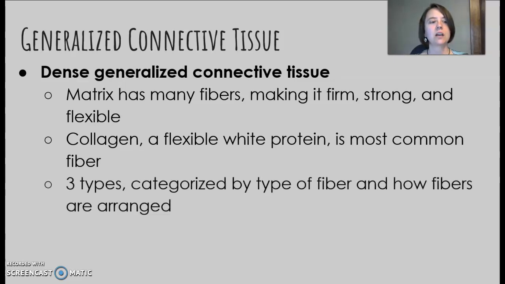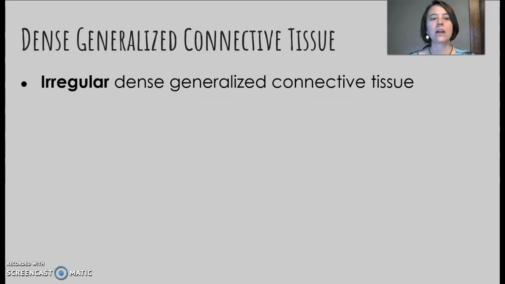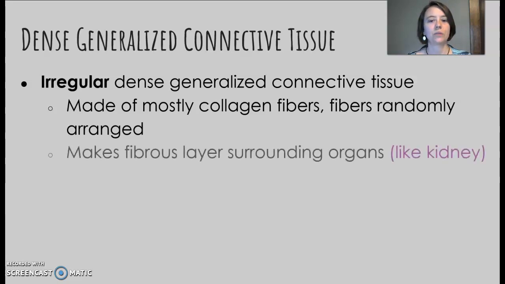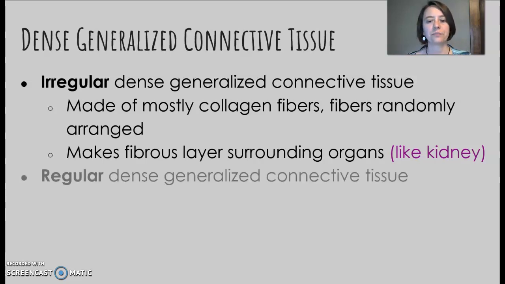There are 3 types of dense generalized connective tissue. They are categorized by what type of fiber they have in them and how those fibers are arranged. You don't need to write this down. We'll get into those in the next slide. They are irregular, regular, and elastic. So irregular dense generalized connective tissue is made of mostly collagen fibers, and those fibers are randomly arranged, hence the term irregular. Where do we find them? They make this fibrous layer surrounding a lot of organs. Like you can find a layer of irregular dense generalized connective tissue around your kidney.